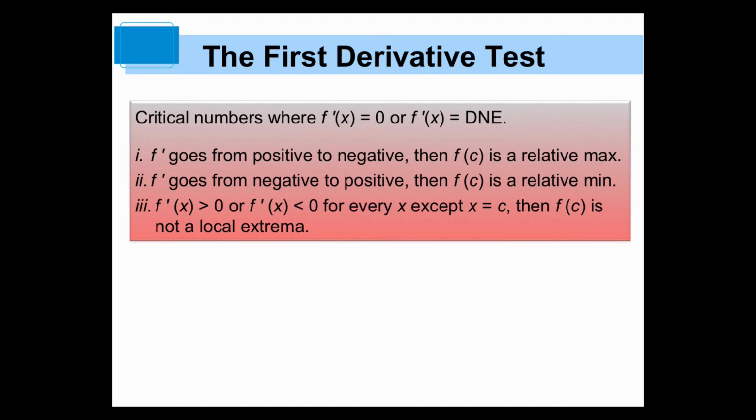And again, as a refresher, notice the first line says critical numbers are where the derivative is equal to 0 and where it's undefined. Part 3 takes into account the possibility where it's neither a max nor a min. So it's always increasing or always decreasing.